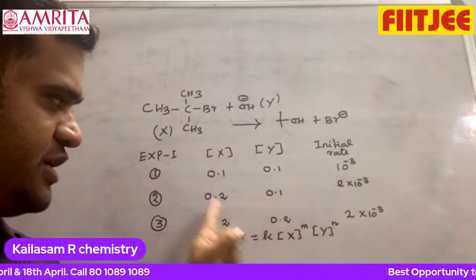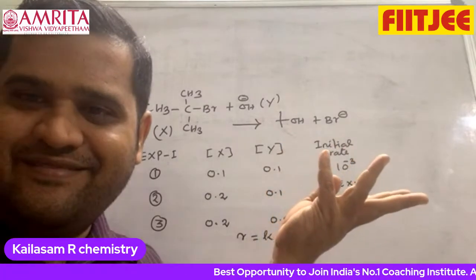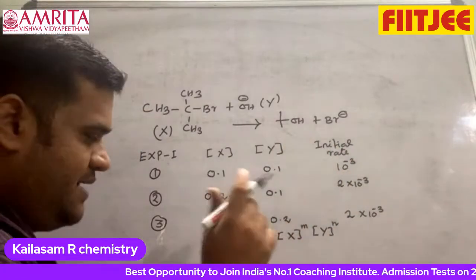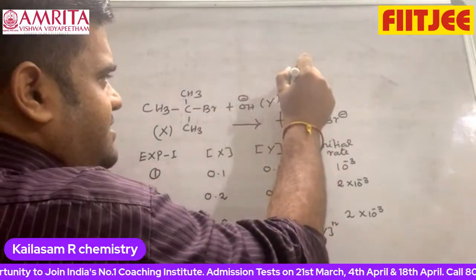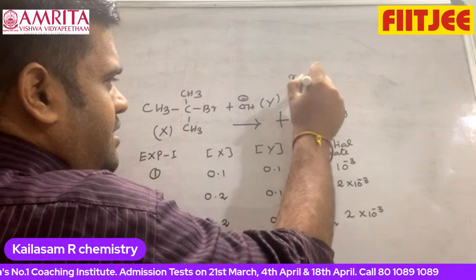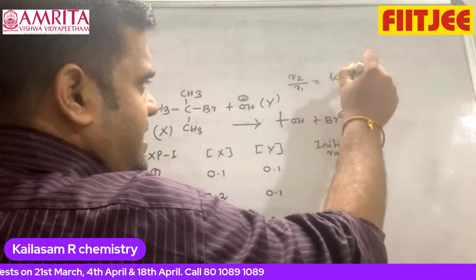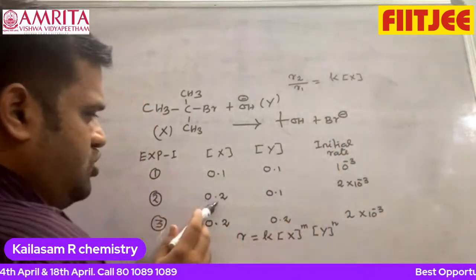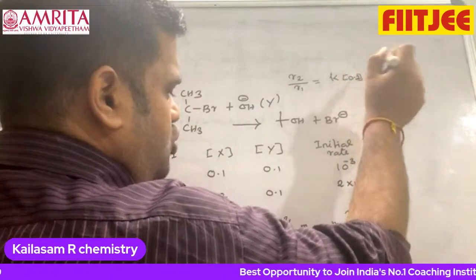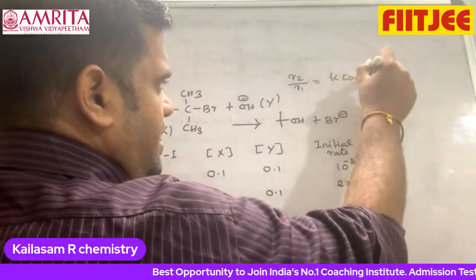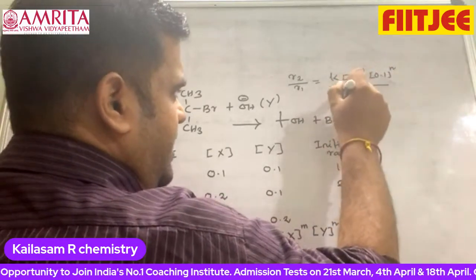By changing the concentration of the reactant, the rate constant remains the same. That means I can write it as R2 by R1 is equal to K times X power m. R2 I can take as 0.2 power m, and R1 will be 0.1 power m, by K.